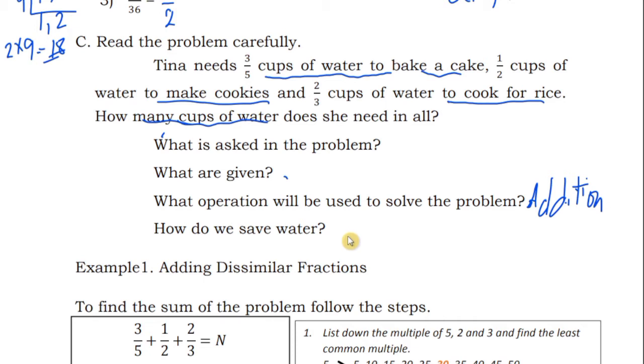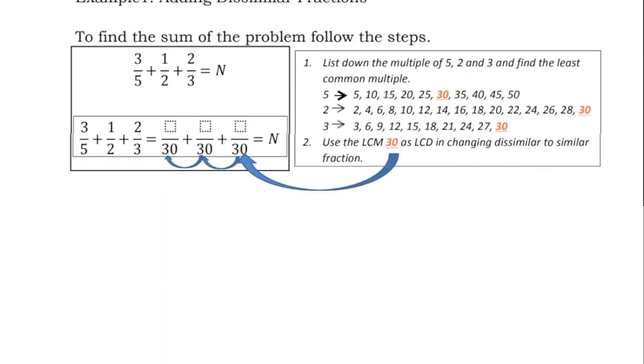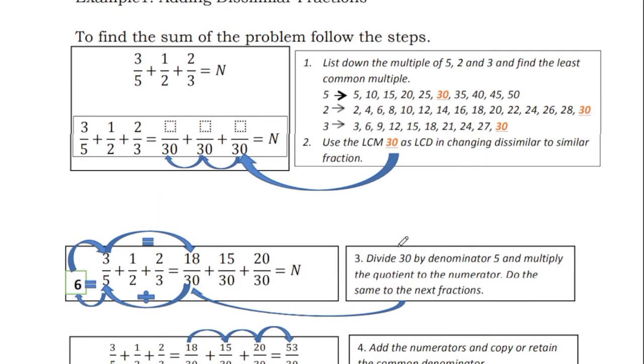So as you notice, we have here 3/5. So to get the sum, we have here 3/5 plus 1/2 plus 2/3. So the common of the three is okay. The first method that we have is to make use of the multiples of 5, 2, and 3 and find the least common multiple.